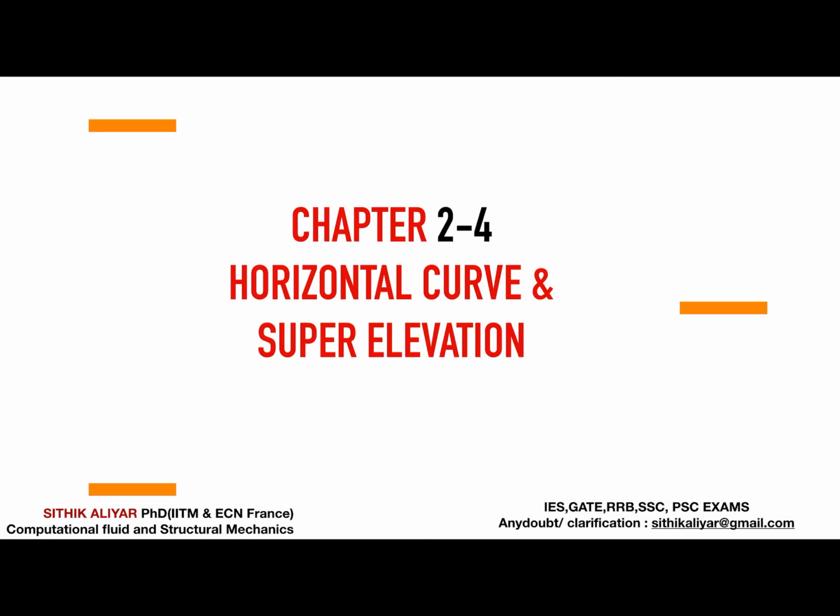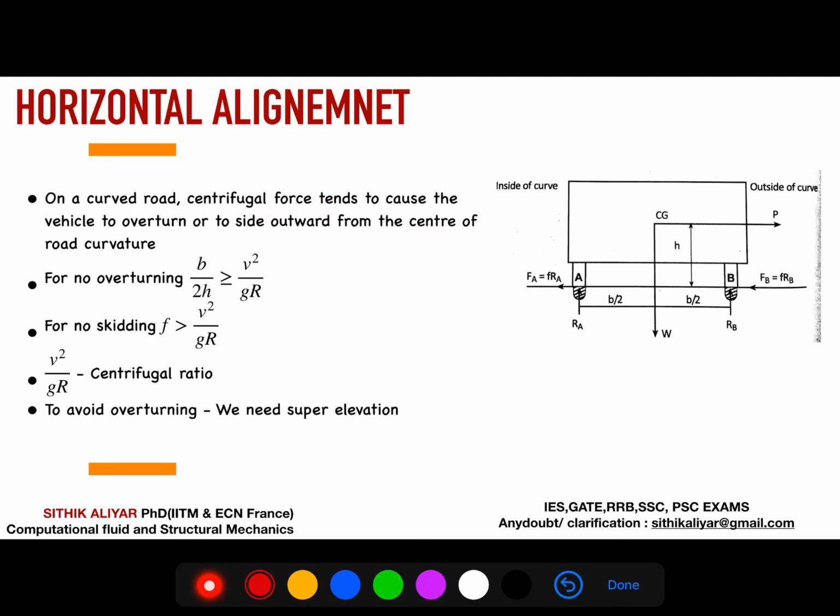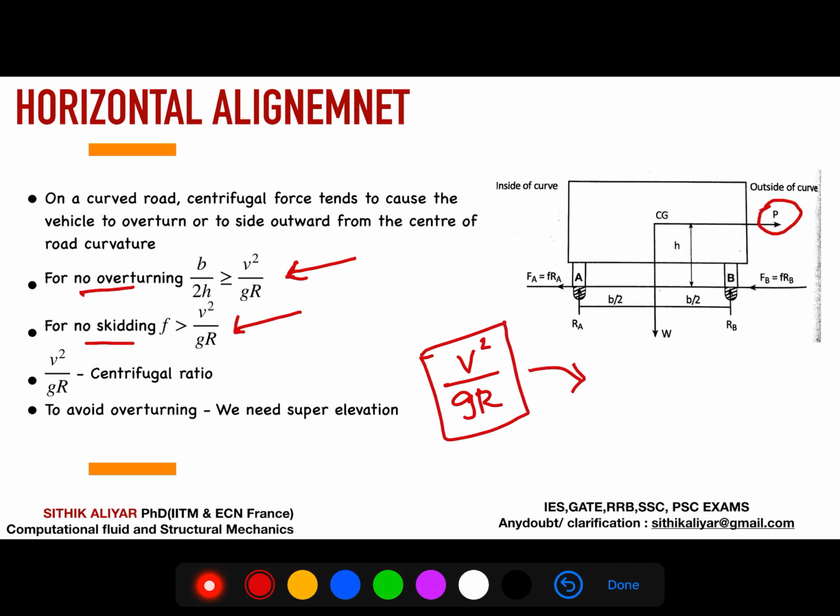I hope you have seen your previous session related to horizontal curves. I gave an introduction about horizontal curves, how this centrifugal force will affect your vehicle to either overturn or skid. We have seen that to avoid overturning, the body dimension should be such that b by 2 should be greater than or equal to v square by gr, and to avoid skidding, your friction should be greater than or equal to v square by gr. Also we have discussed that v square by gr is the centrifugal ratio, which is like an applied force which will make your vehicle either overturn or skid.